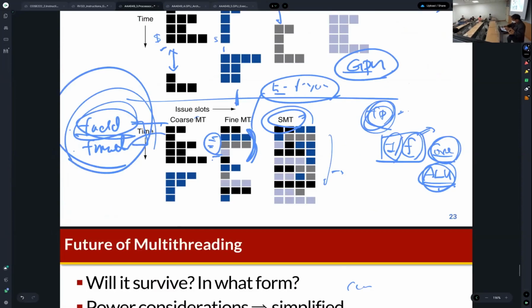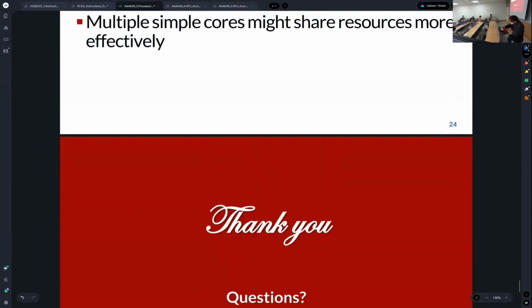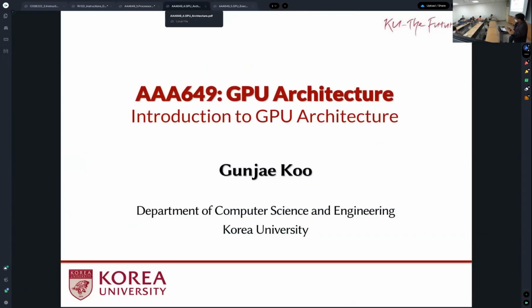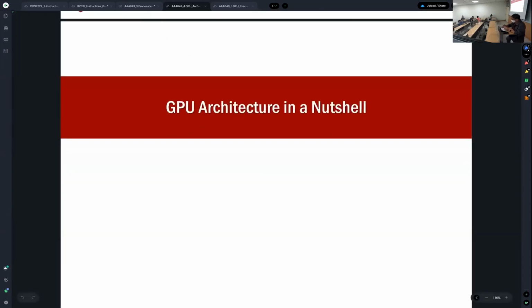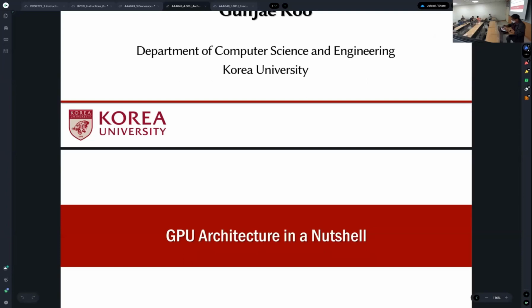Now, I will briefly explain about the GPU. Sorry about that, I forgot to upload the slide. I will briefly explain, and then during the break time, I will upload the slide deck.